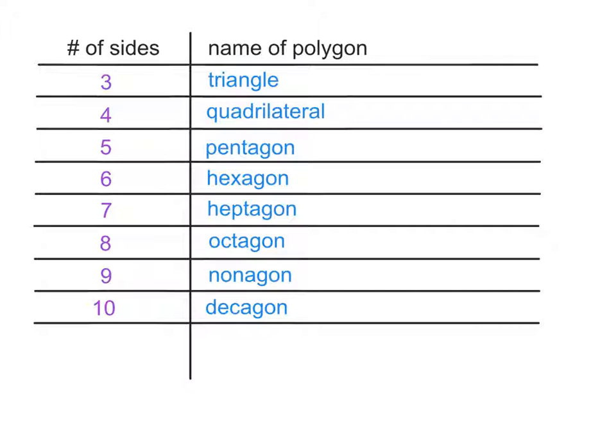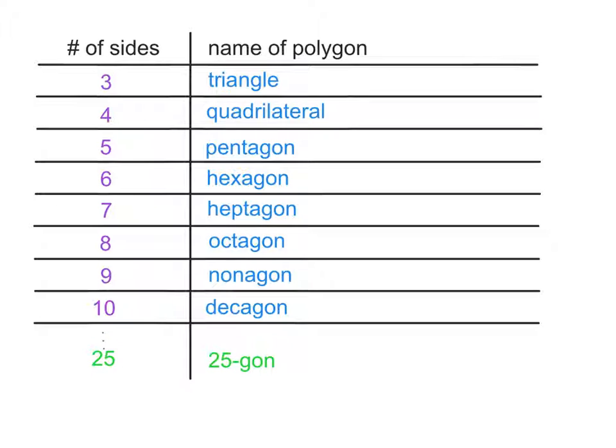But here's my next question. What happens if it has more than 10 sides? What happens if it goes beyond this point right there? Okay, so while there are names for everything past 10, I'm not asking you to learn them. They mostly have Latin roots put together. But I'm not worried about that.